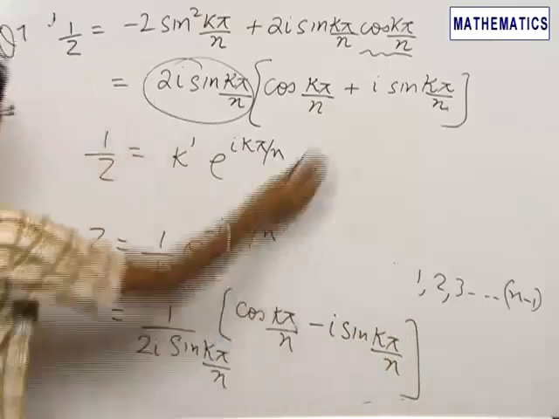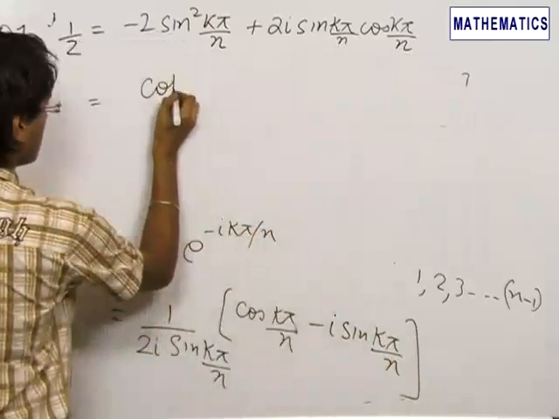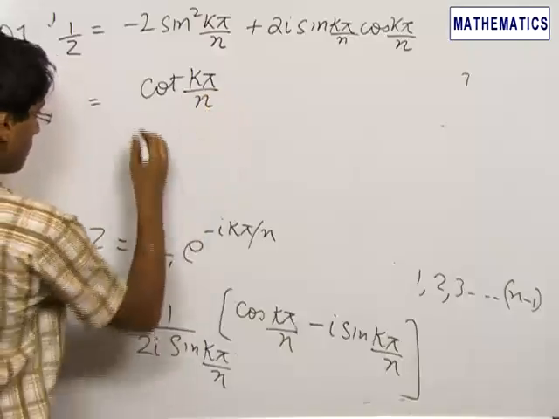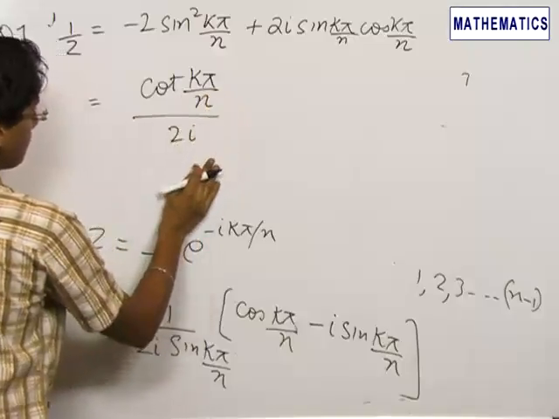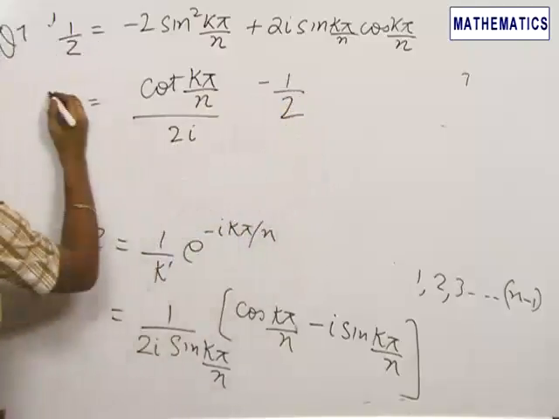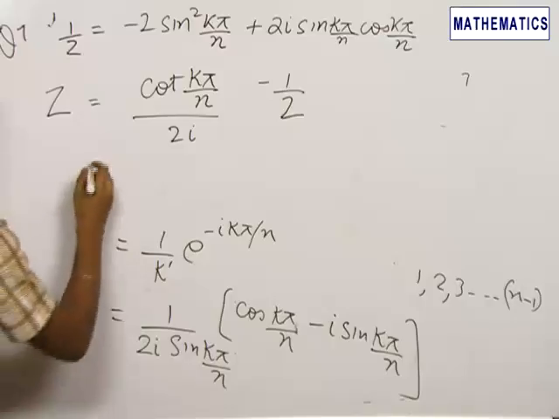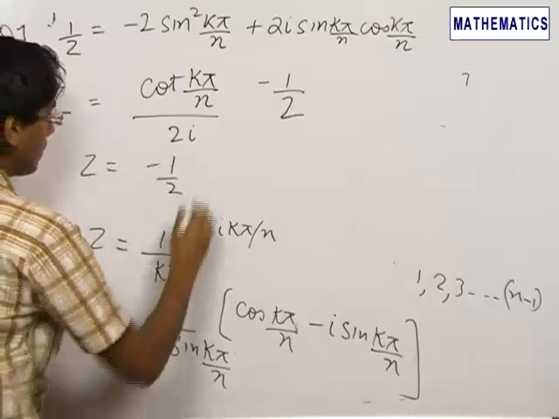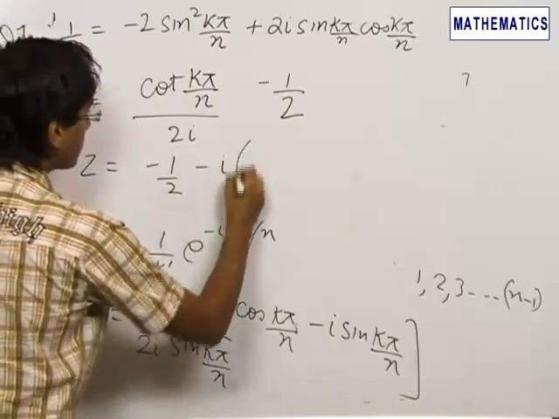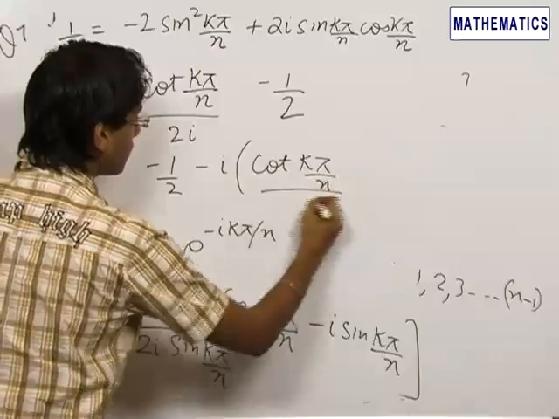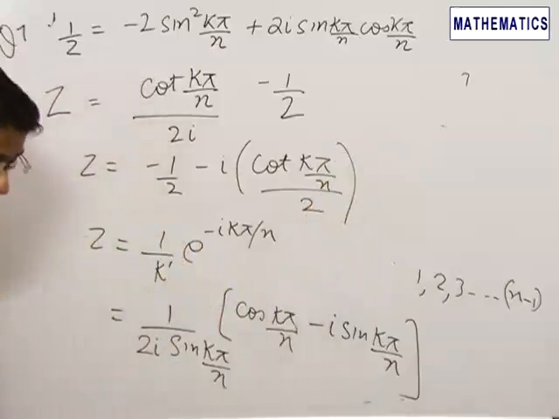This can be further written as cot(kπ/n) upon 2i minus half. This is the value of z. This can be further written as minus half minus i times cot(kπ/n) by 2.